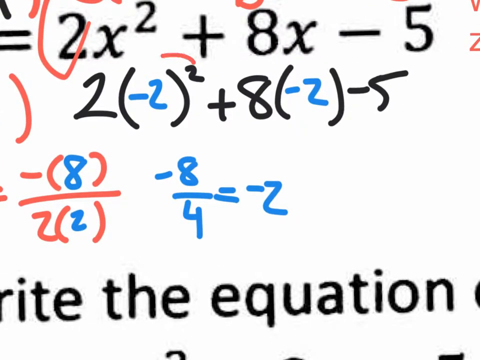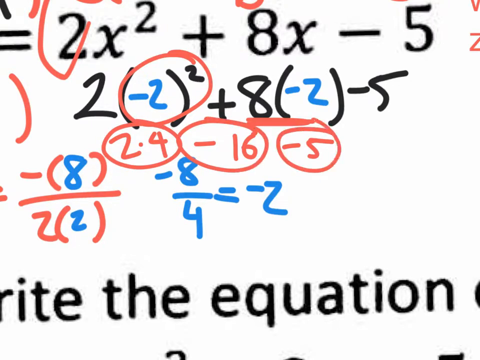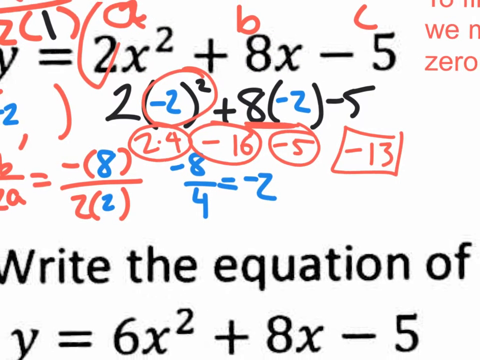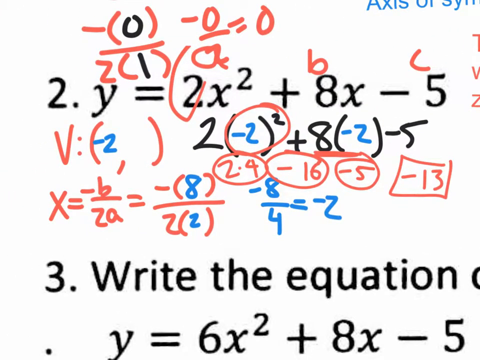And if we go with the negative 2 squared, that's 4. So I really have 2 times 4, that's going to be 8. And right here I really have a negative 16. And at the very end a minus 5. So I have 8 minus 16 minus 5. 8 minus 16 is negative 8. And negative 8 minus 5 is negative 13, correct? So that's my y value of my vertex. Okay? So my y value of my vertex is negative 13.